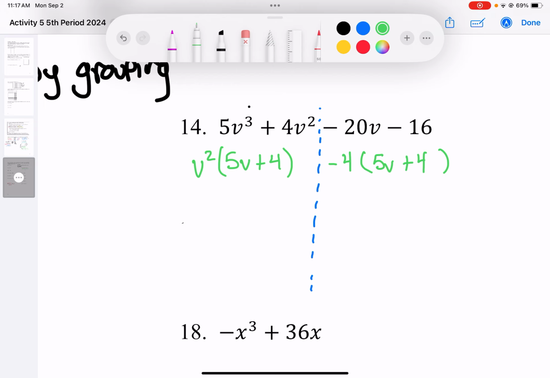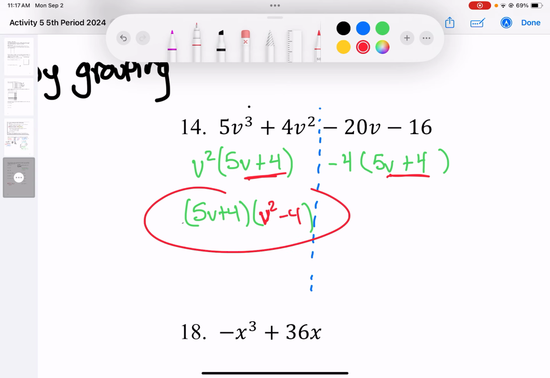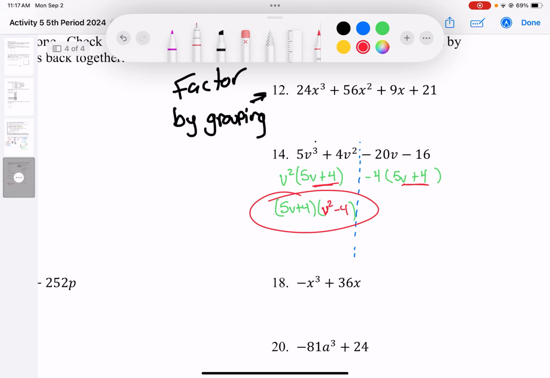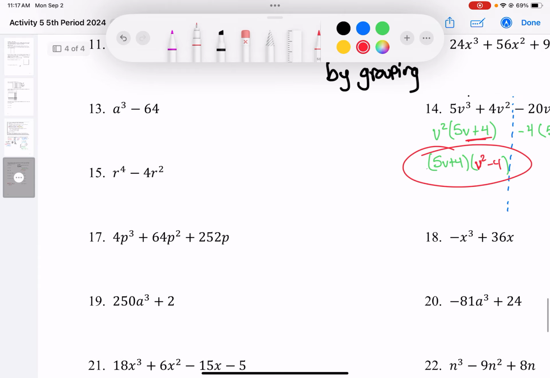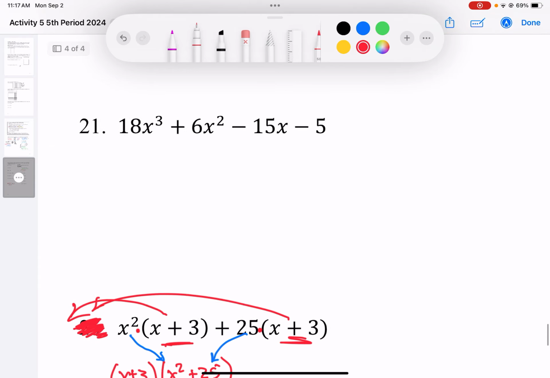Okay, so that leaves me with the 5v plus 4 in my first parentheses, because that's what I have in common with the 2, right? These are the same. And then I've got a v squared minus 4. And they go pretty quick that way. Okay, let's do one more of those, which is right here.